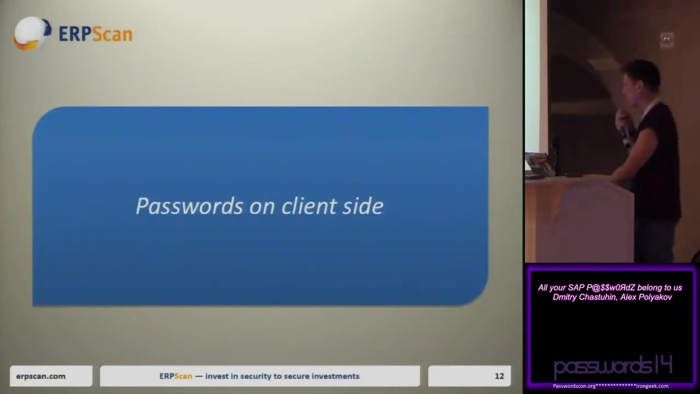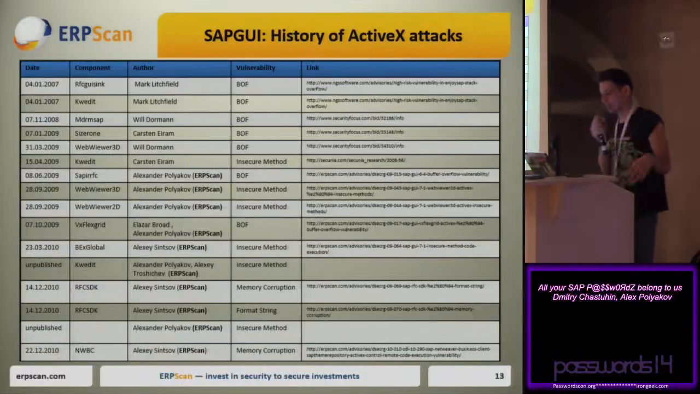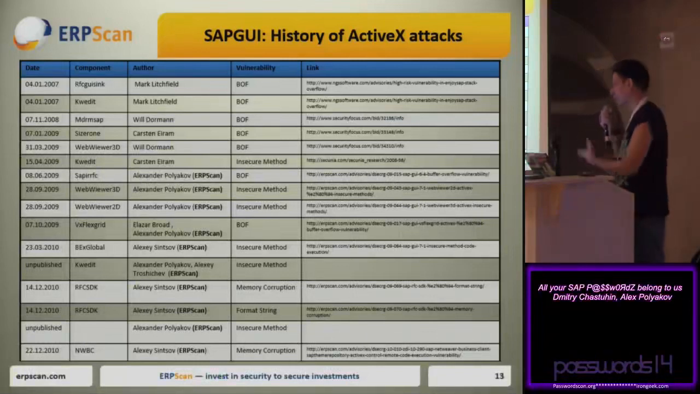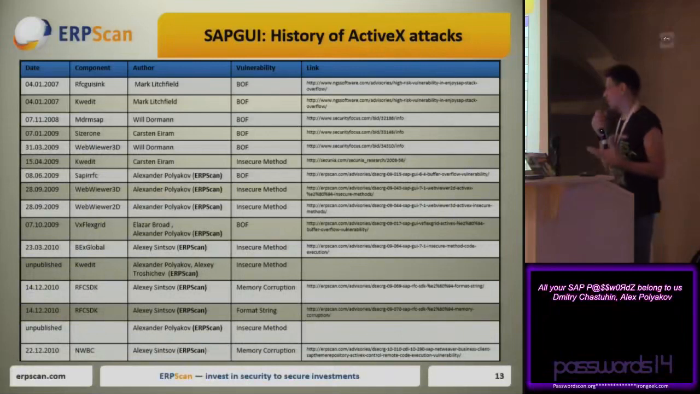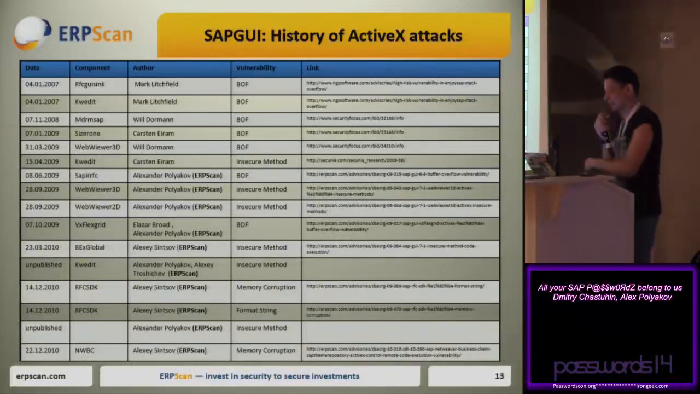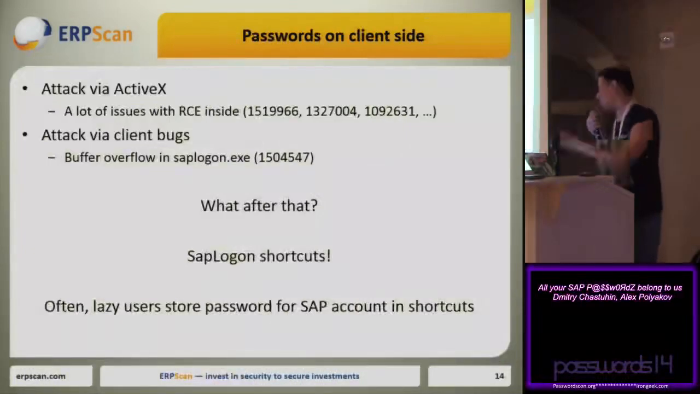So let's start with the passwords on the client side. How can an attacker compromise or get access to the client side? All SAP users use a client called SAP GUI to communicate with the SAP system, and SAP GUI uses a lot of different ActiveX components for its work. That's why an attacker can use these ActiveX components to attack the clients. We found a lot of different vulnerabilities in ActiveX which allow us to execute operating system commands on the client side or read any file from the client side. By the way, we also found different buffer overflow vulnerabilities. But what after that?